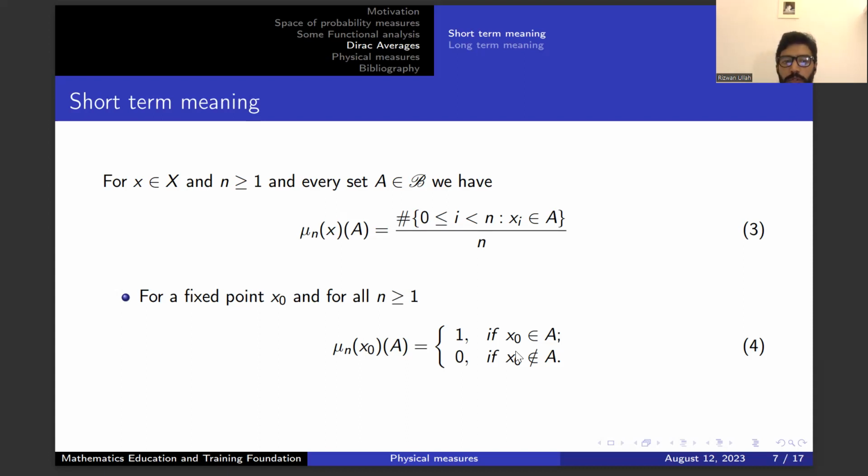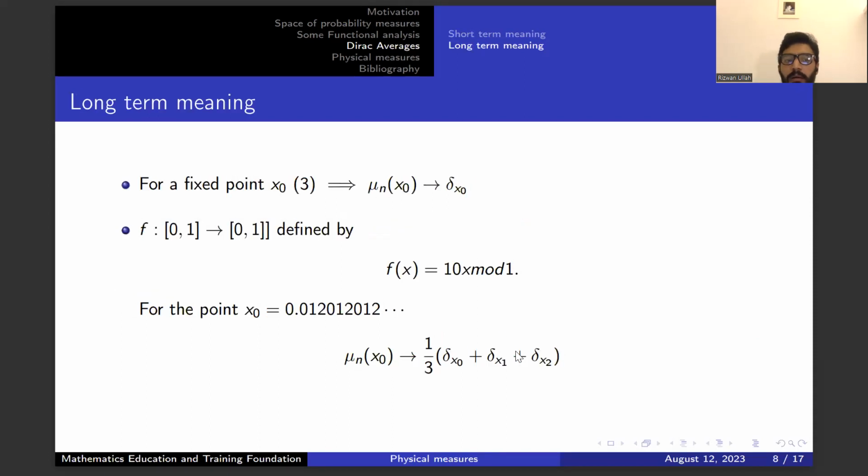Now, let's go to the long-term meaning of the Dirac averages. As I mentioned earlier, consider the Dirac average at a fixed point. The summation is just the same element again and again, since the orbit of the point x naught is just that element repeated. So the Dirac average is, in fact, equal to the Dirac delta at that fixed point.